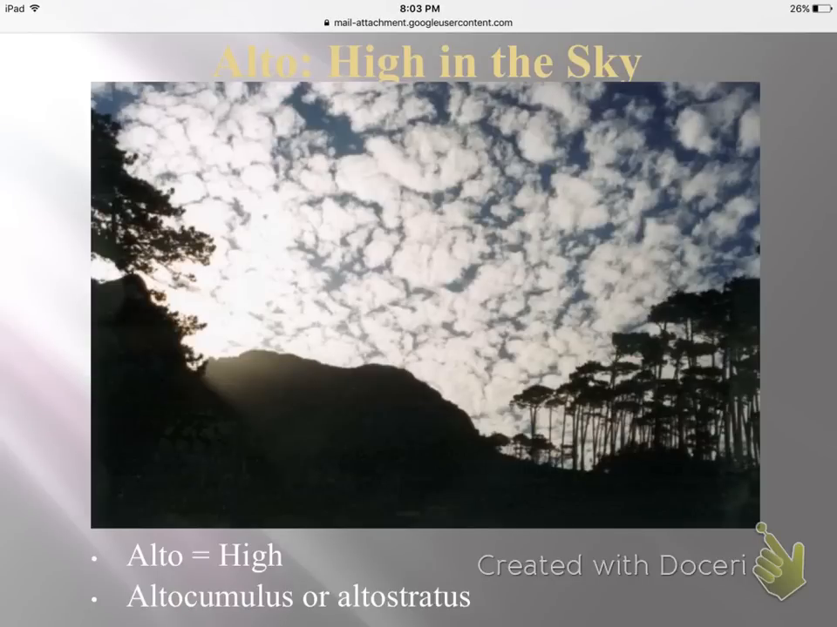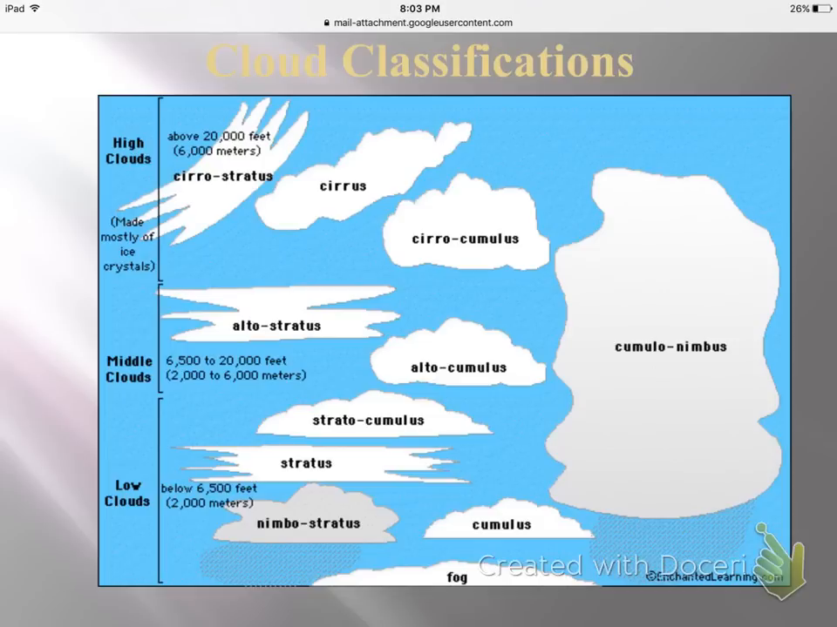The prefix alto stands for high in the sky. So if someone throws the word alto in front of a cloud, like alto cumulus or alto stratus, that's going to be a higher level cumulus cloud or a higher level stratus cloud. If you think about where a cumulus cloud would normally be, an alto cumulus cloud would be up just a little bit higher. Same thing with alto stratus. Think about where a stratus cloud would be. An alto stratus would be up just a little bit higher than a regular stratus cloud.